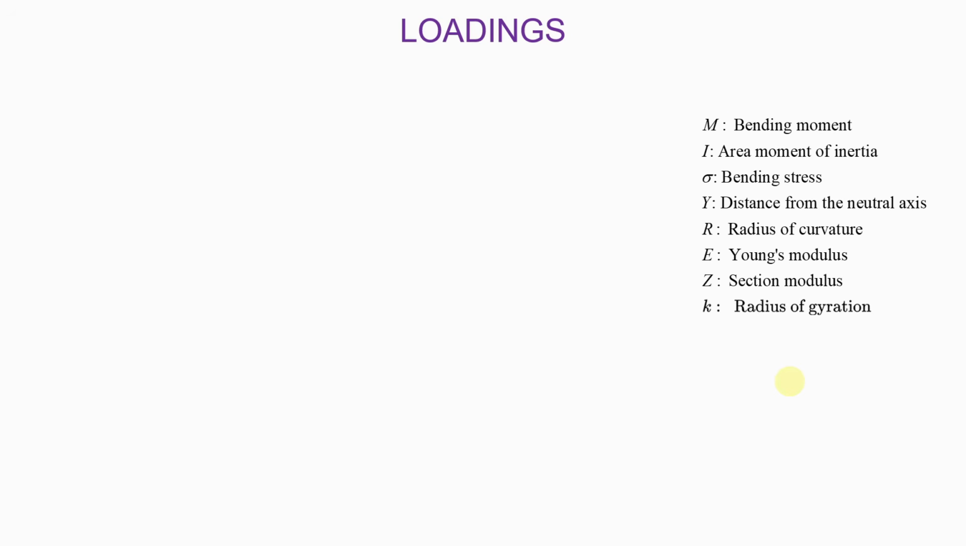First, let us talk about loadings. But before we do that, I will introduce to you the general bending equation, which is what you see on the screen. Basically, your moment of resistance, or your bending moment, M, divided by the area moment of inertia, or the second moment of area, I, is equal to the bending stress divided by y.